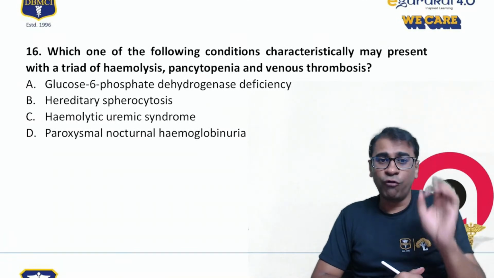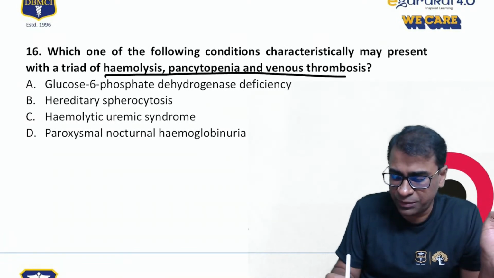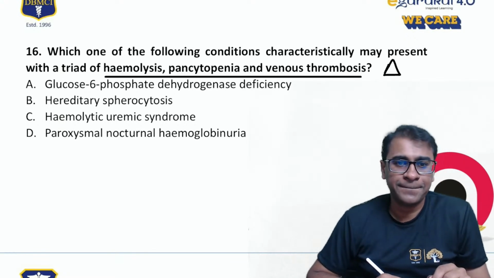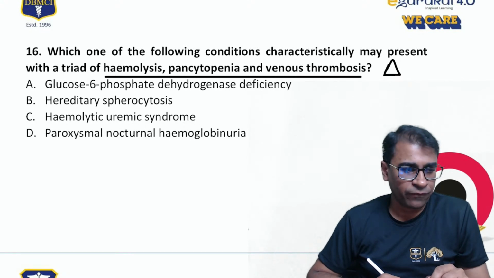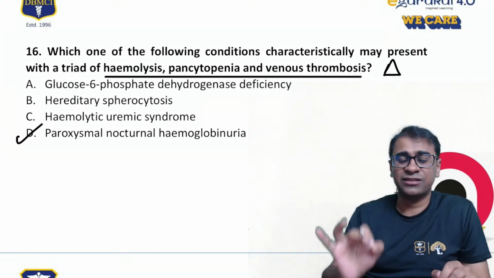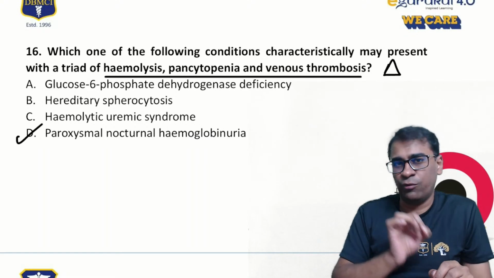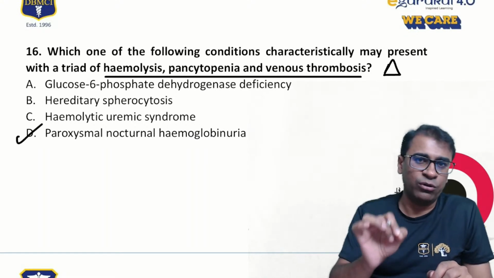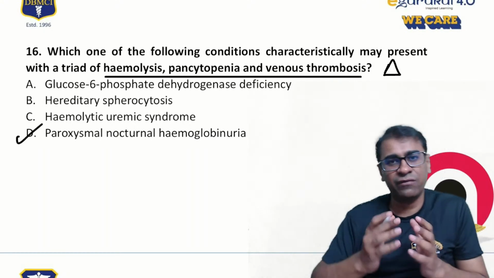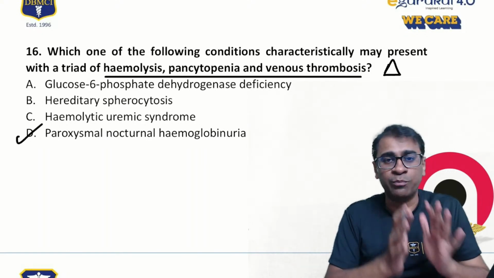Tell me this. The following condition characteristically may present with a triad of hemolysis, pancytopenia, and venous thrombosis. Tell me, 3 things. It is in which of them? Yes, the correct answer is PNH. So PNH is a triad of intravascular hemolysis, pancytopenia, and venous thrombosis. This venous thrombosis is not seen in every vessel. It is seen mostly in the hepatic veins and often can lead to Budd-Chiari syndrome.